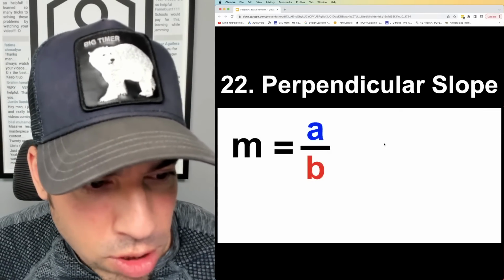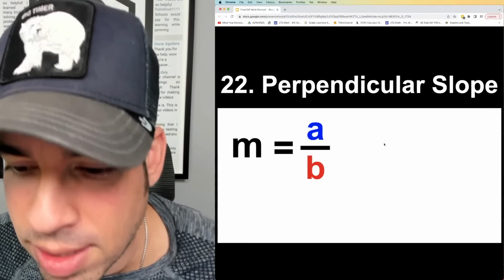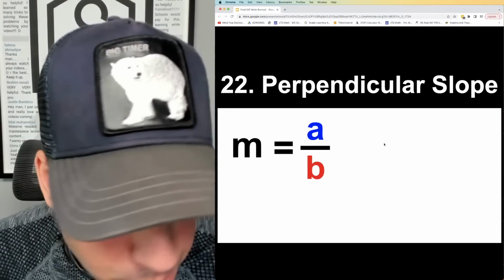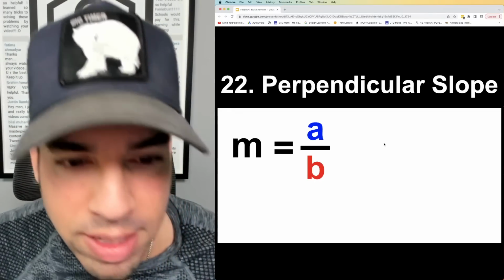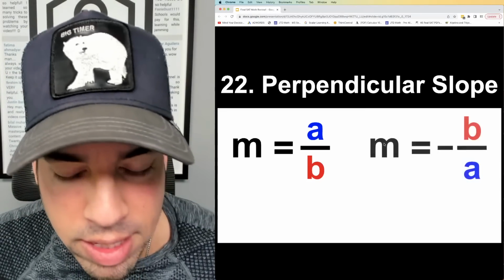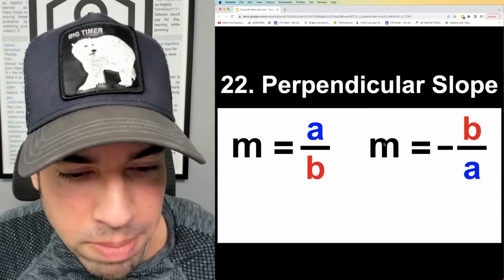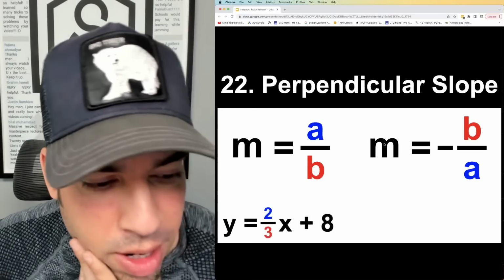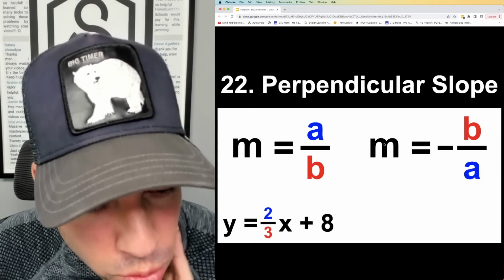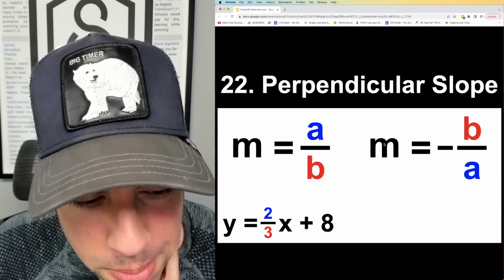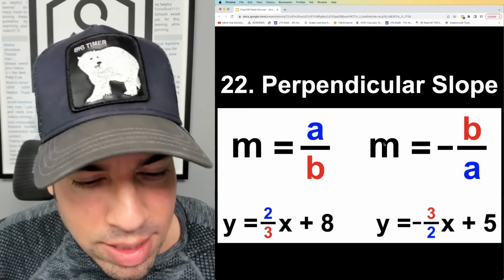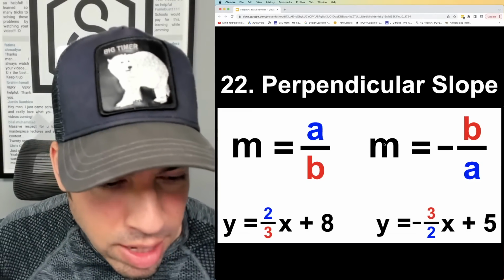Perpendicular slope. We know that if the slope of a line is a over b, the perpendicular slope would be the negative reciprocal, aka negative b over a. So, for example, look at this linear equation. We have a slope of 2/3. A perpendicular line would contain negative 3/2, the negative reciprocal.